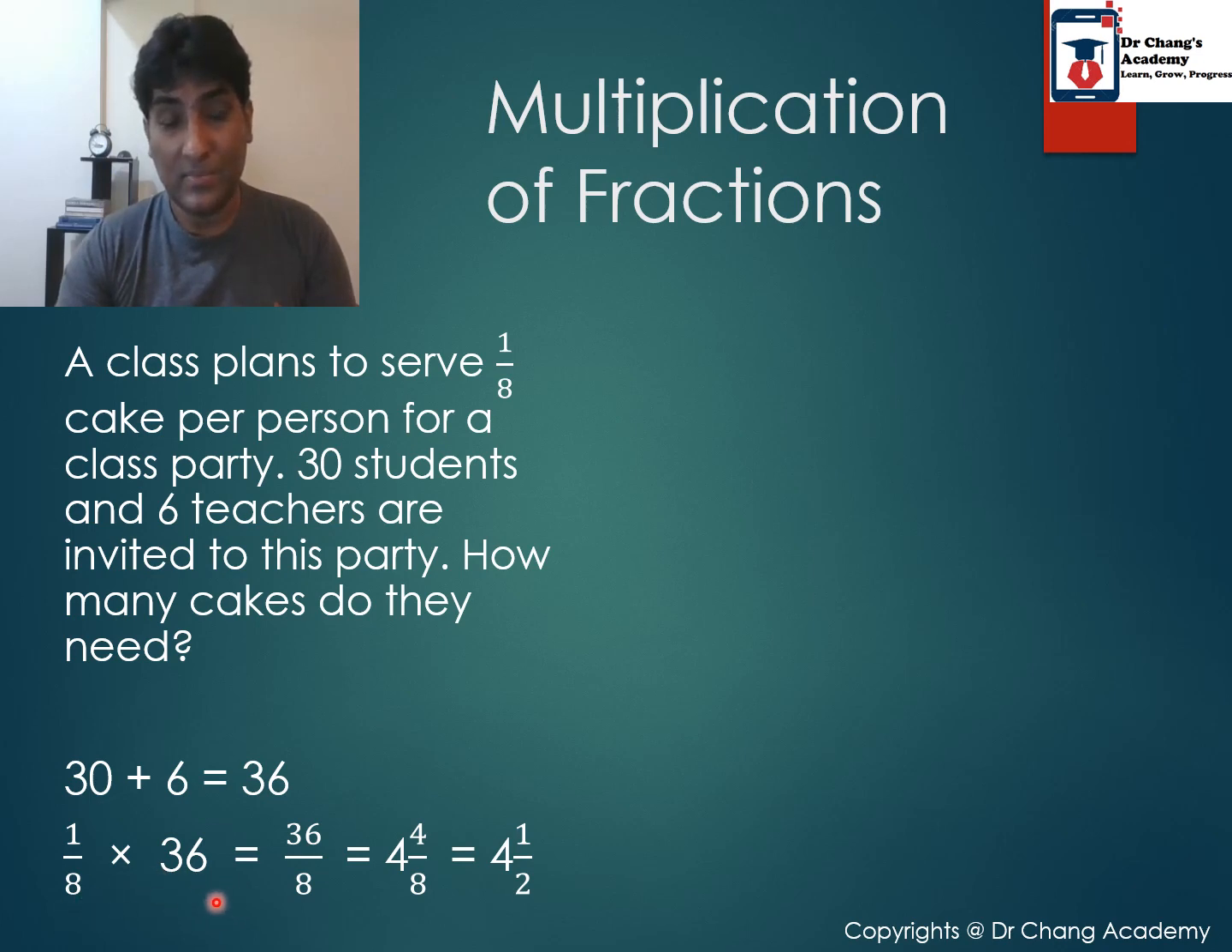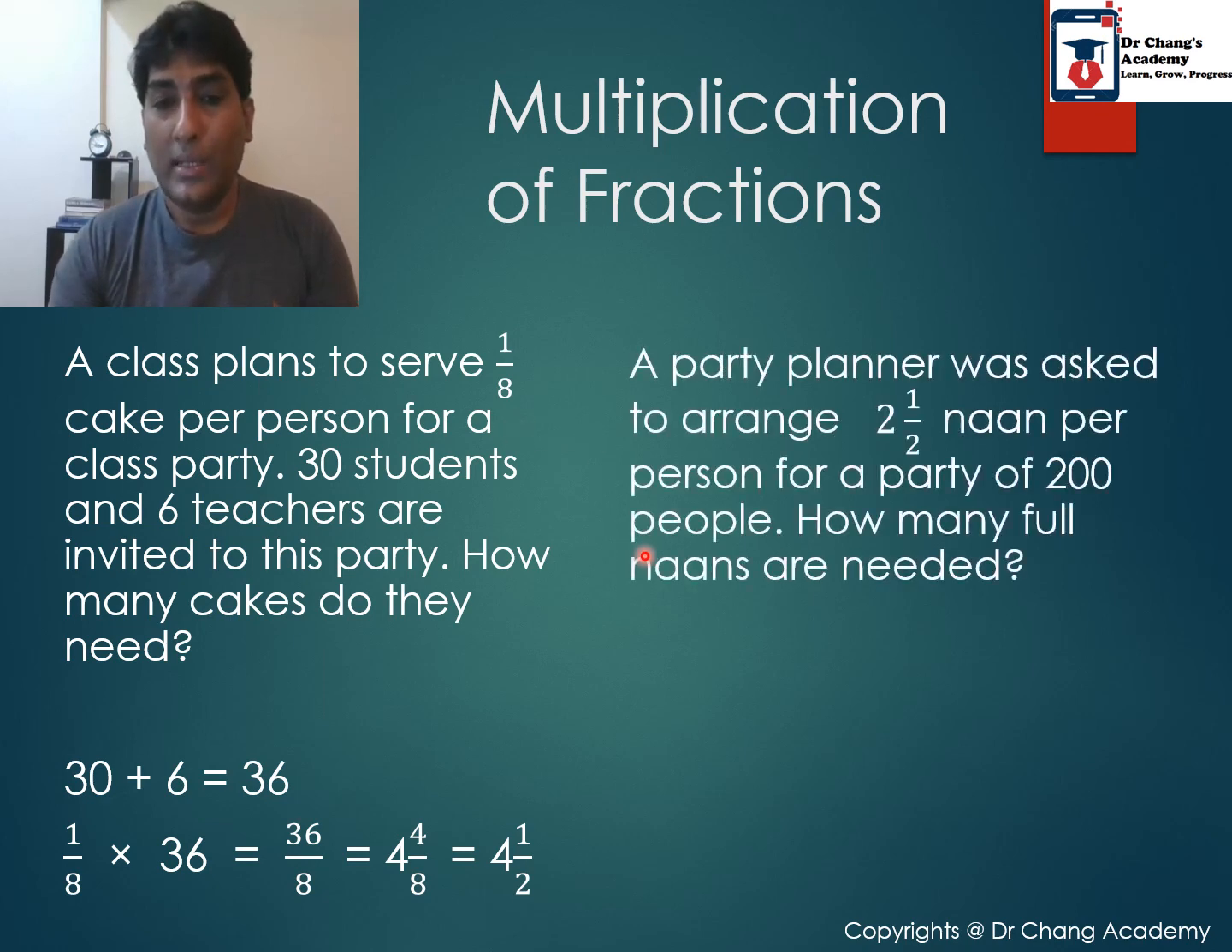And this is the simple procedure that we did earlier. 36 over 8, because 36 times 1 is 36, and 8 times 1 is 8. And 36 over 8 is actually 4 whole and 4 over 8, and 4 over 8 is actually half. So 4.5 cakes they need to serve 36 people 1/8 of a cake. Now, generally we don't get cakes in halves, so probably they will need to buy 5 full cakes, but this is the exact amount they need to serve 36 people 1/8 of a cake. Okay, and let's look at another problem.